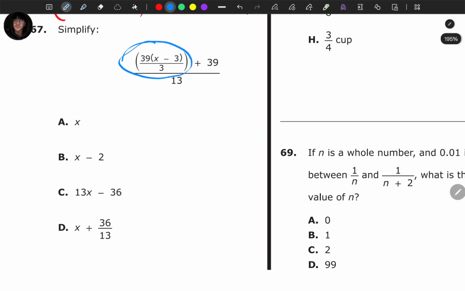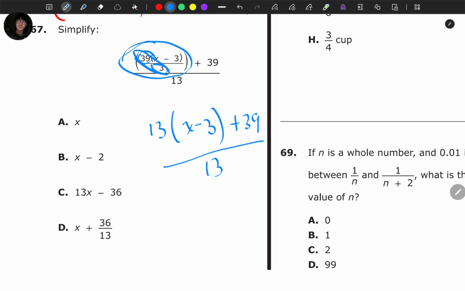And now I look into that. Notice that I could distribute the 39 into both, but don't do that because that's tedious. There's a 39 on top and a 3 on bottom, so I can do this first. So 39 over 3. 39 divided by 3 is 13, and that means I have the x minus 3 left in parentheses, right? And then I do plus 39 over 13.